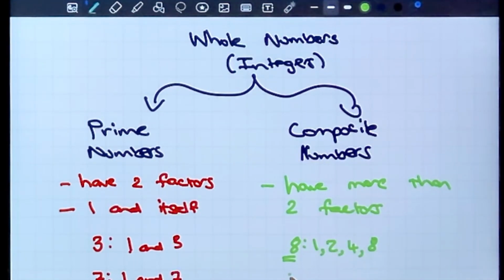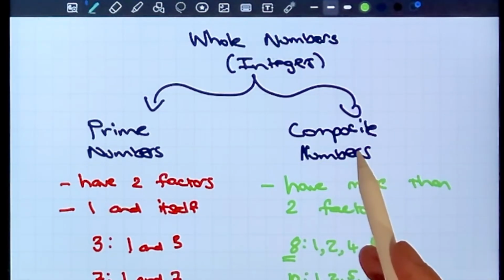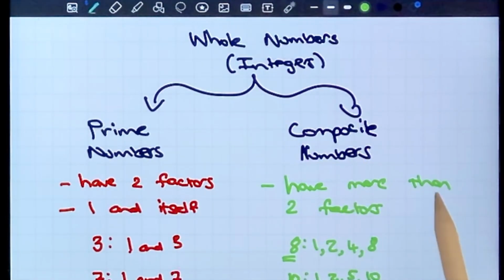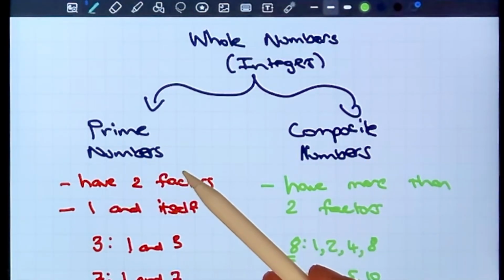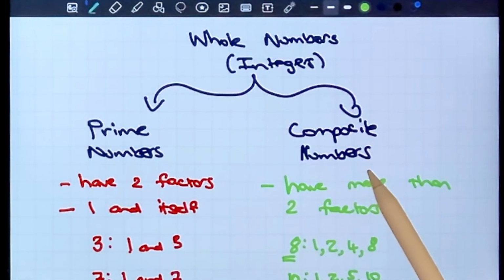Another composite number is the number 10. What are its factors? Well, 1, 2, 5, and 10. So it's also got more than 2 factors, which makes it a composite number. So that is, broadly speaking, the difference between prime and composite numbers.